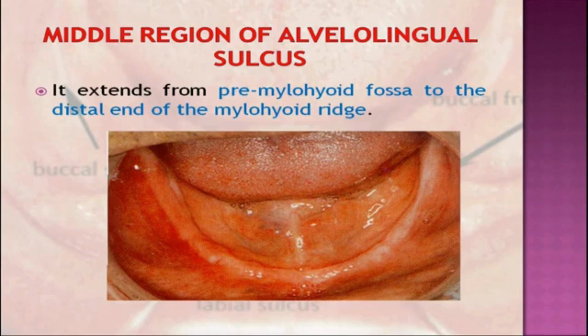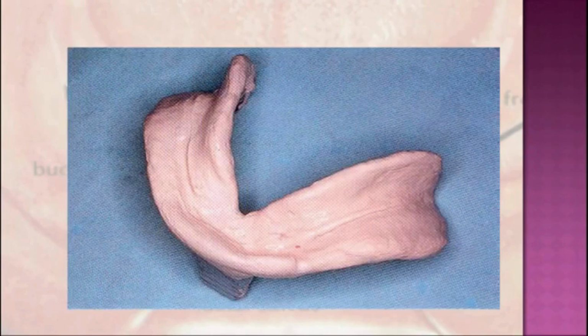Middle region of alveolingual sulcus. It extends from the pre-mylohyoid fossa to the distal end of the mylohyoid ridge. In this picture you can see clearly how it looks. The lingual flange in this region is made to slope towards the tongue. It can extend beyond the level of the mylohyoid ridge, and not below the mylohyoid ridge.